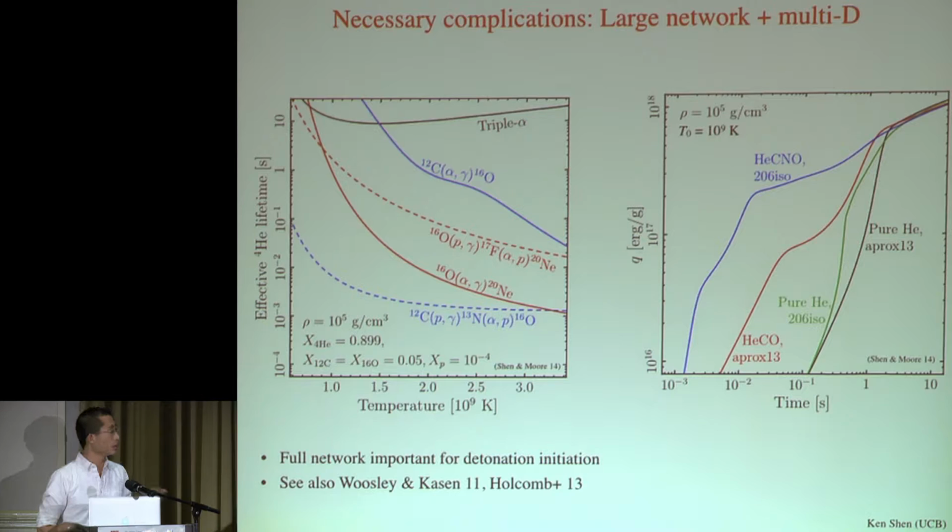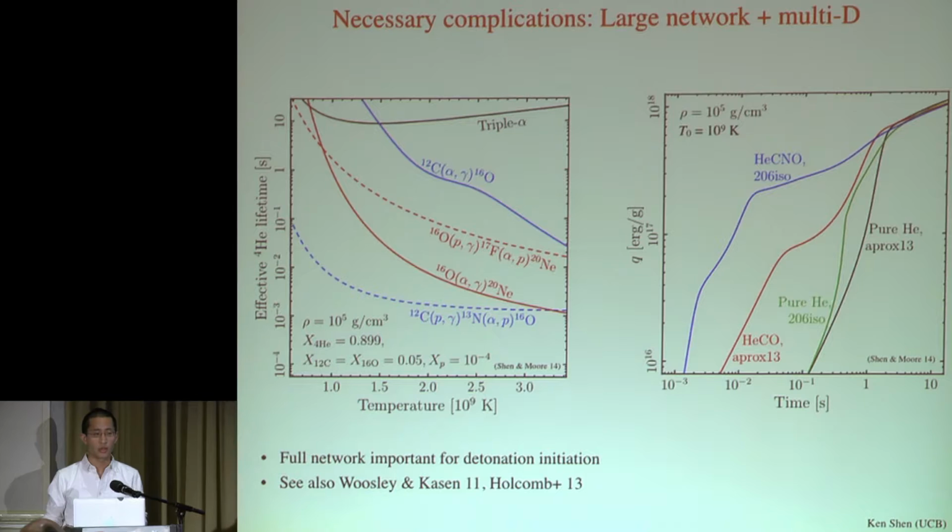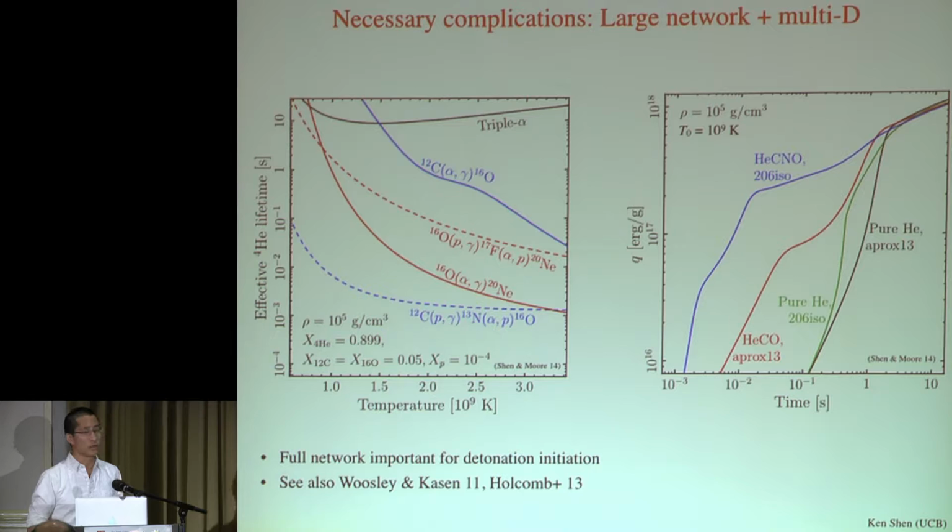One of them is including a large reaction network. You can't get away with a 19 isotope alpha chain network, because there are these reactions that don't occur in regular stellar evolution, but do occur in unstable helium burning. So in particular, there are these funny proton-catalyzed alpha captures that allow you to burn helium much, much faster than you would with just the triple alpha and other alpha capture reactions. Okay, so sorry, I won't spend too much time on this.